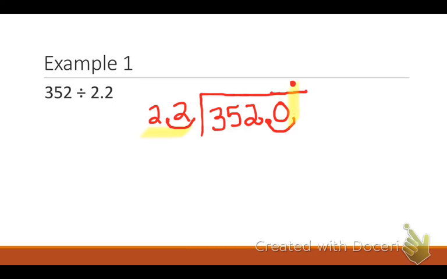Alright, so this is now really 22. So 22, I can't take a number times 22 to get 3. 22 will go into 35 one time. So I subtract 22. I get 13. Real quick check, 13 is smaller than 22, so I'm good. I'm going to bring down my 2.